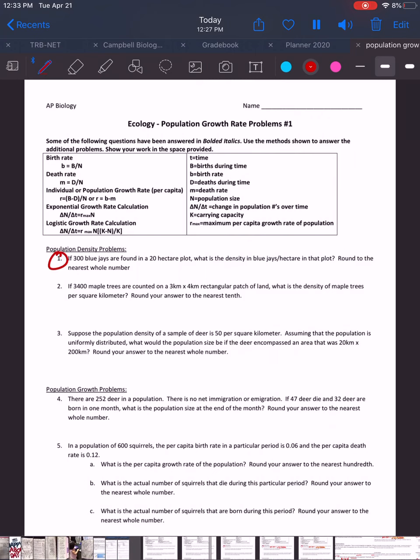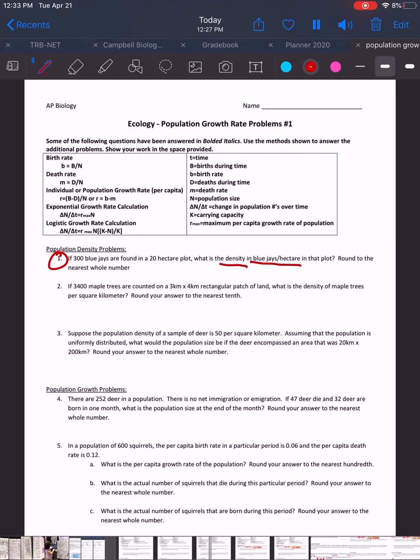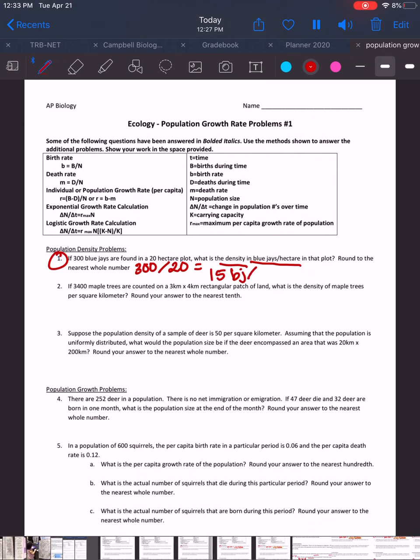So the first one I'm going to look at is number 1 under the population density practice problems. It's pretty straightforward how to calculate population density. It's like how you would calculate density in your chemistry classes. Here we have 300 blue jays found in a 20 hectare plot. We want to figure out the density of blue jays per hectare. So we divide 300 blue jays by the 20 hectare plot. Simple math, and that's about 15 blue jays per hectare.